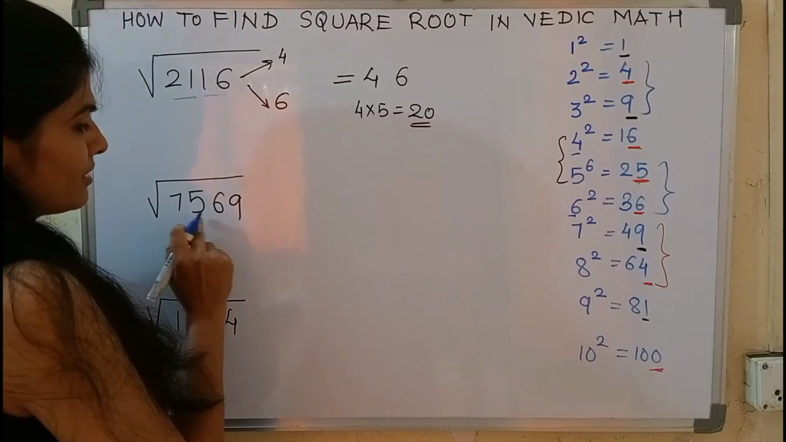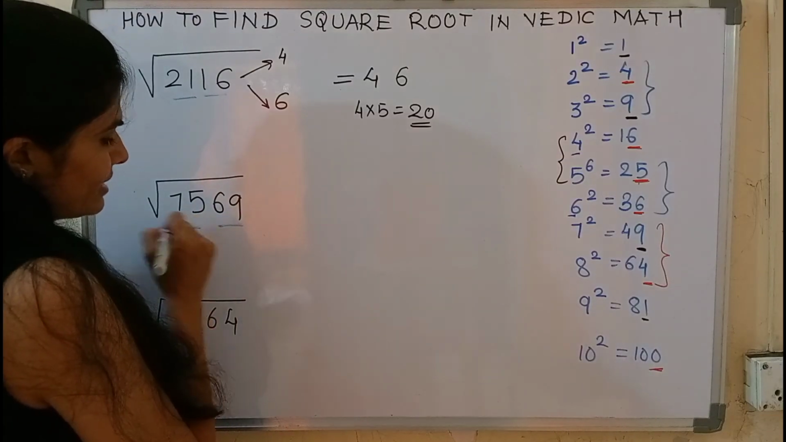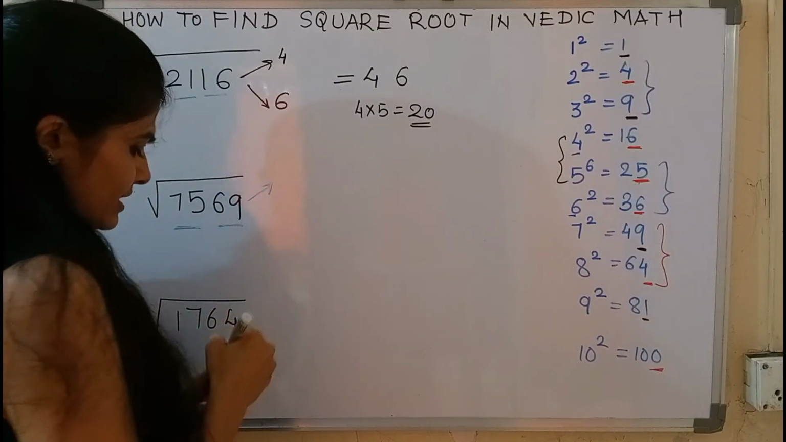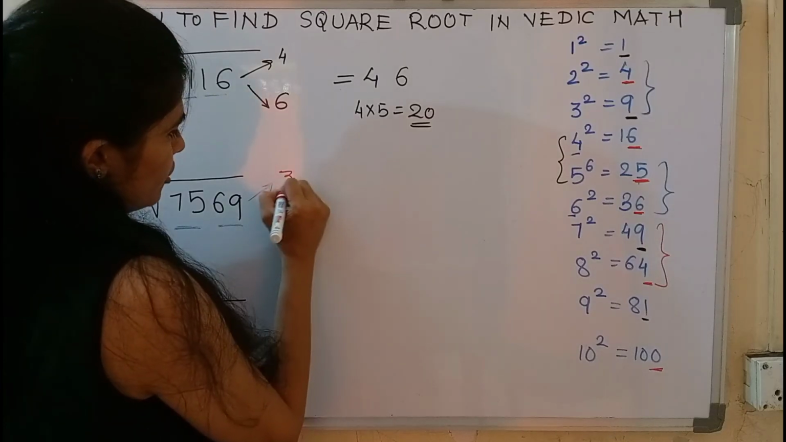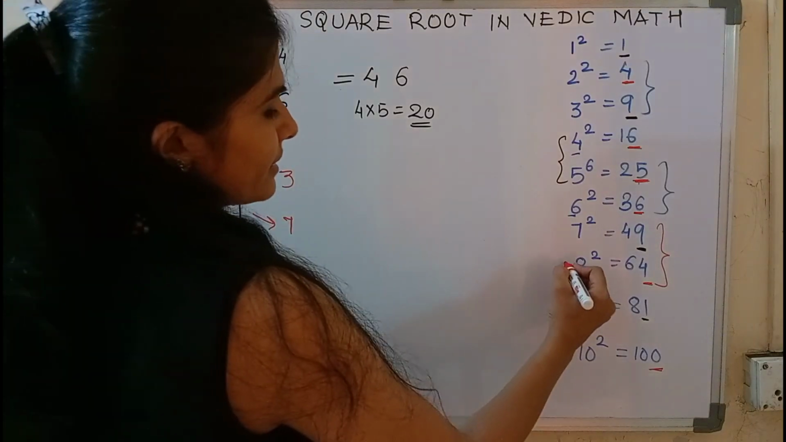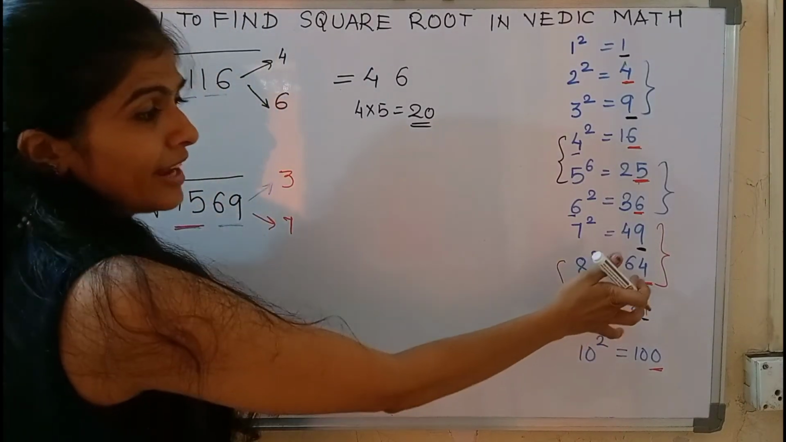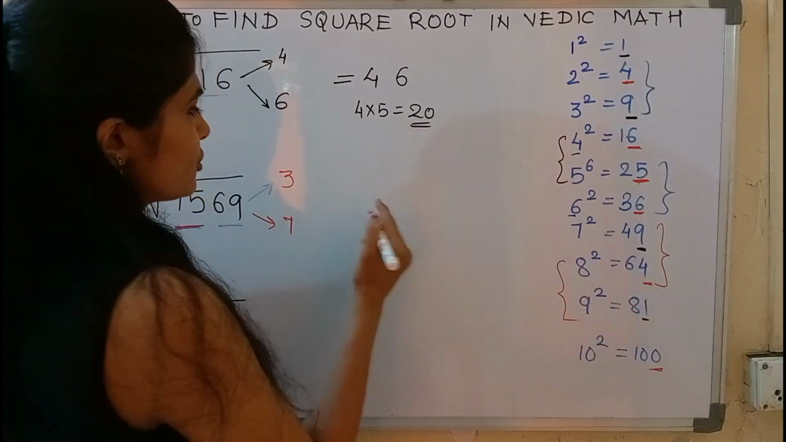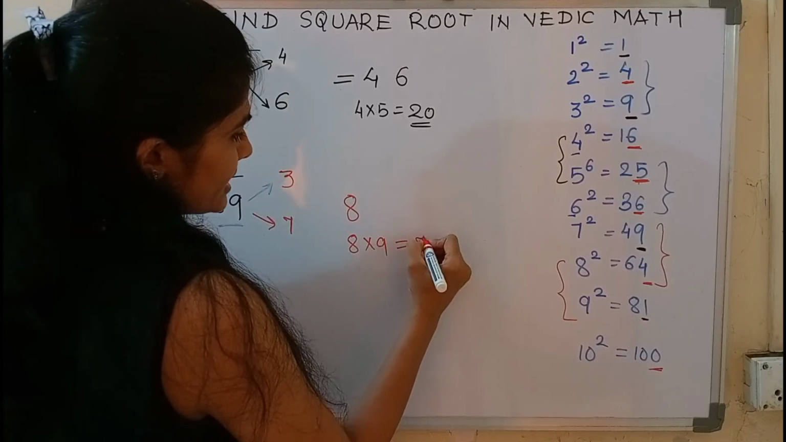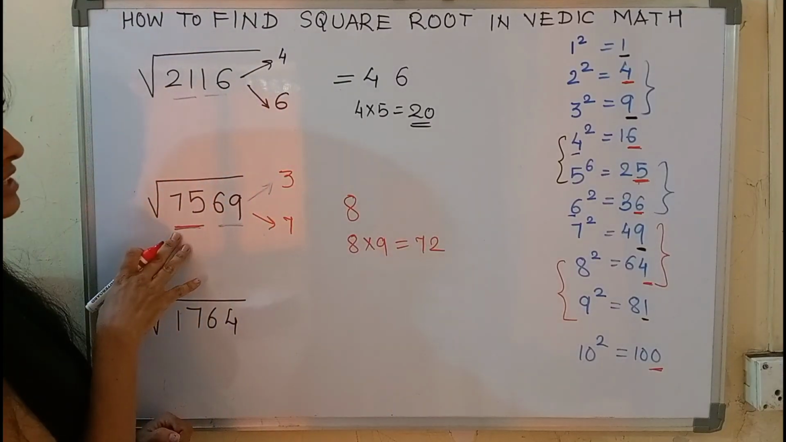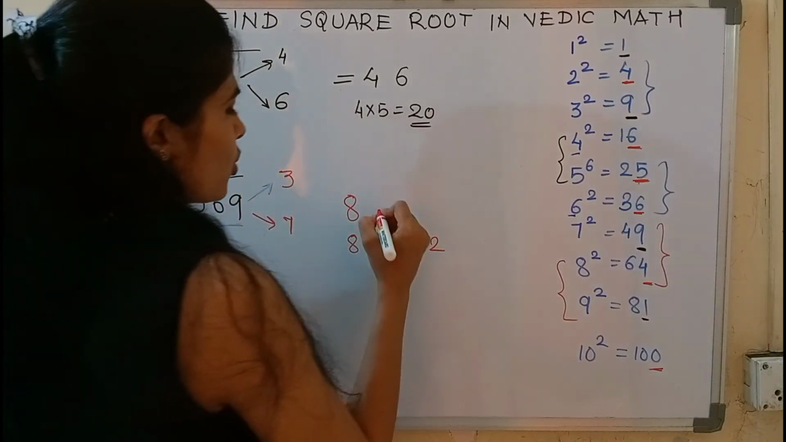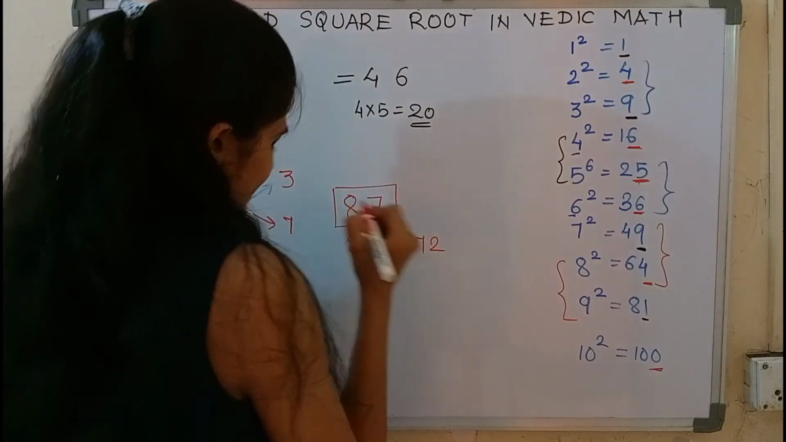Now, next one is 7569. Let's divide them into two groups. It ends with 9. So, the last digit must be either 3 or 7. Now, what about 75? Where does it lie? It lies between 8 and 9, right? Because between 64 and 81. So, I should choose 8 because it is lesser. Now, 8 times 9 is 72 and my number is 75, it means it is greater, right? So what should I choose? Either 3 or 7. We must go with 7. So my answer is 87.